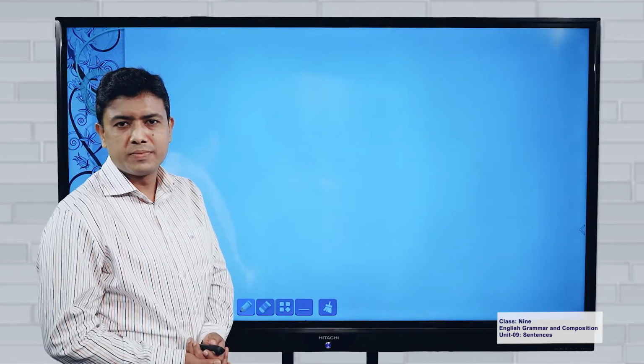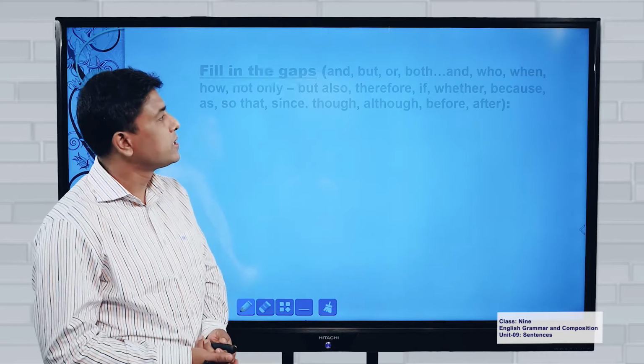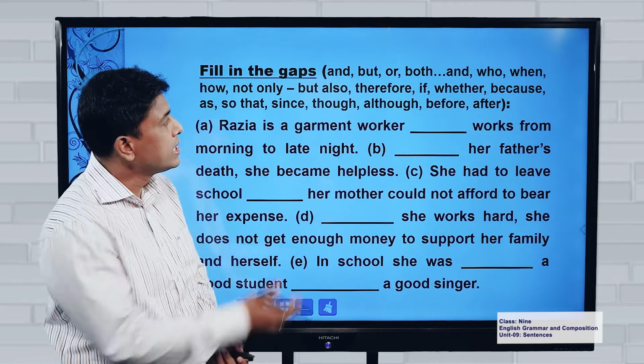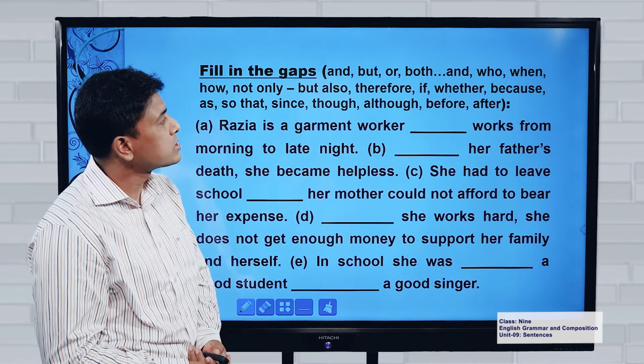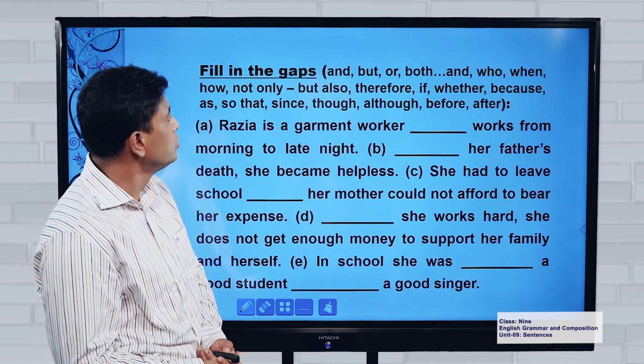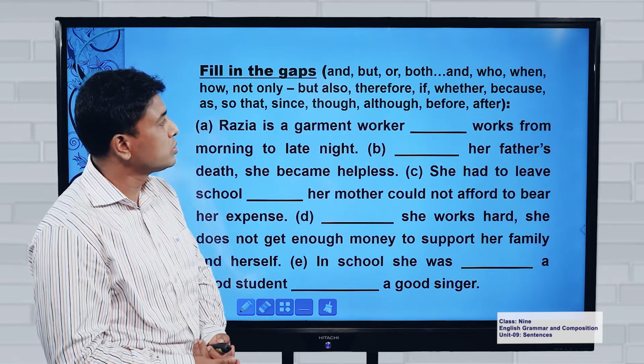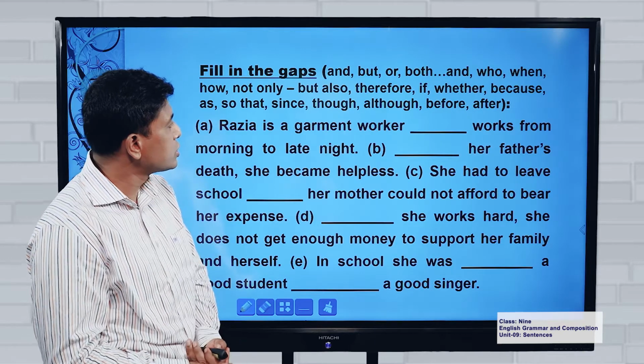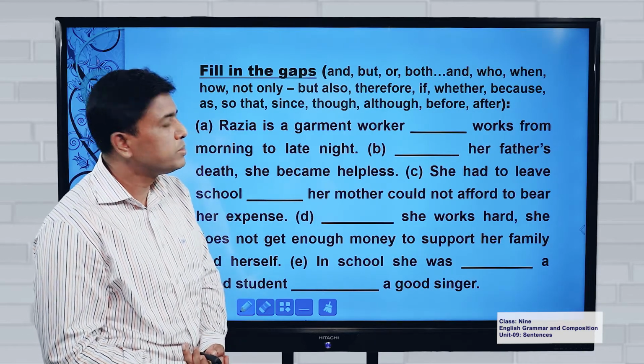Dear students, let's take part in an activity. In this activity, we have to fill up the gaps by using these words: and, but, or, both, and, who, when, how, not only but also, therefore, if, whether, because, as, so that, since, though, although, before, after.